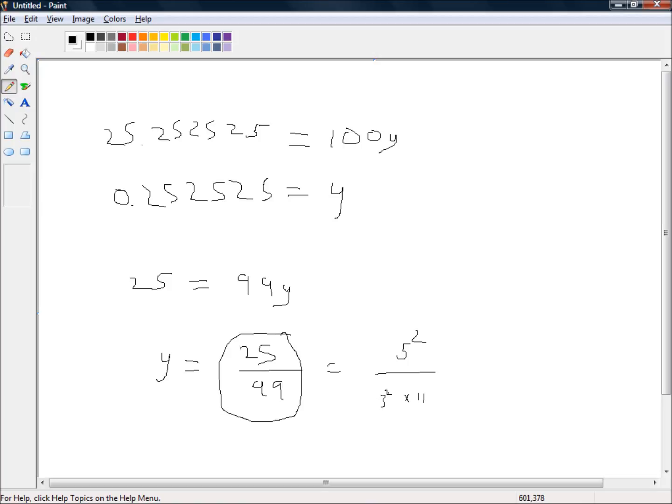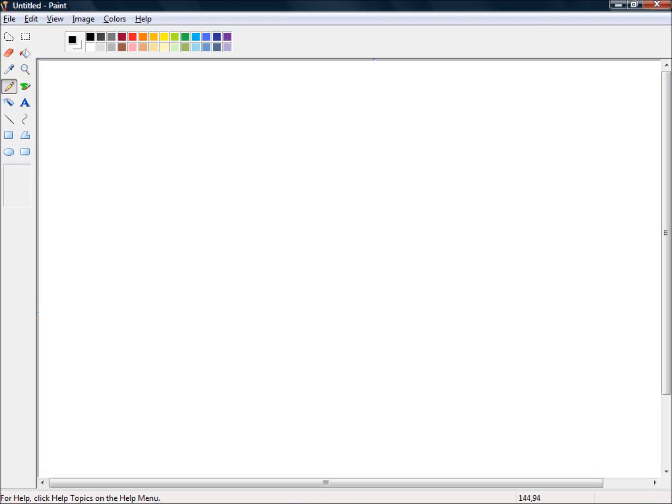Okay, let's have one more example. Okay, I'm going to try another one, and this one's going to be really good. It's 3.14926535897, and that's all the digits that I memorized pi to. It's actually equal to pi, which is the ratio of the circumference of a circle to its diameter.